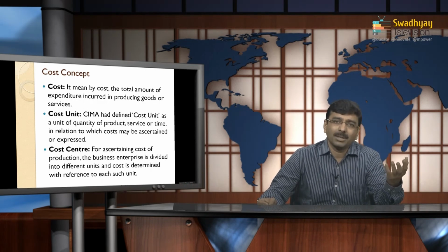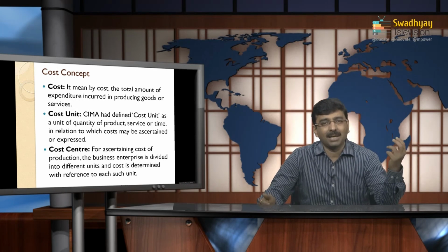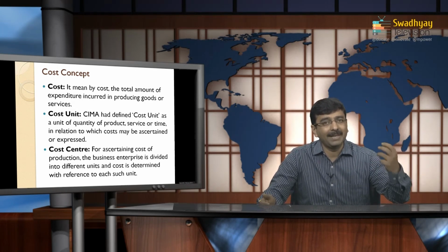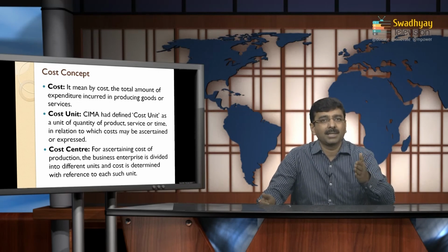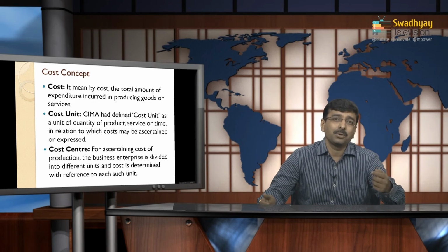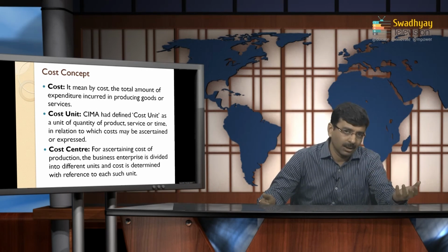The first point is cost. Cost is what we already discussed in the earlier part. Cost means the amount of expenditure incurred for the manufacturing of a product or rendering of services, or you can say the amount of money spent for a particular product. It is called a cost.